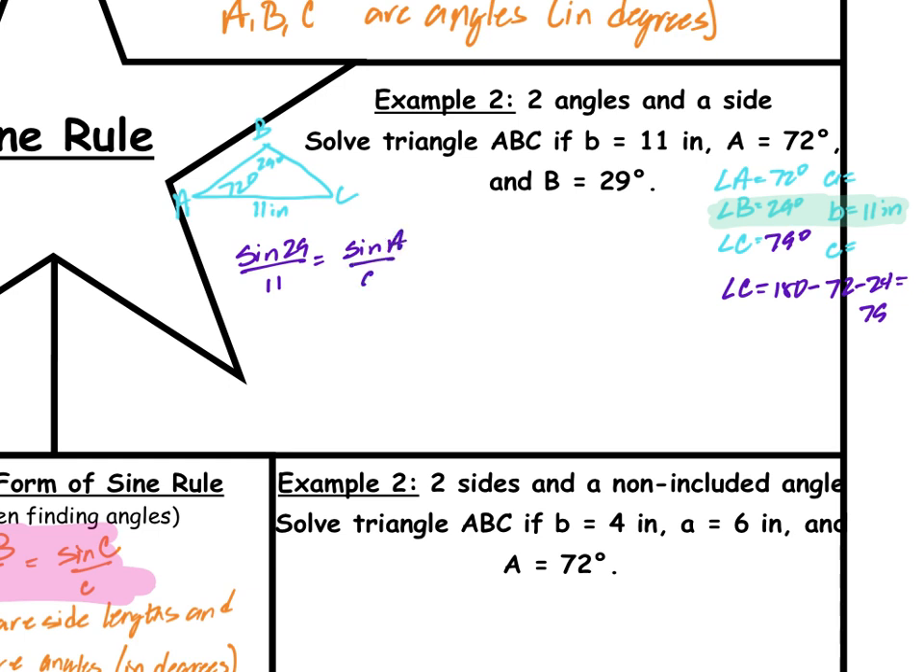Sine of A over little a. Cross multiply. So I get a sine of 29 equals 11 sine of, and I put sine of a, and I should have put, what should I have put? 72, sorry. Sine of 72. And I want a by itself, so I'm going to divide by sine of 29.